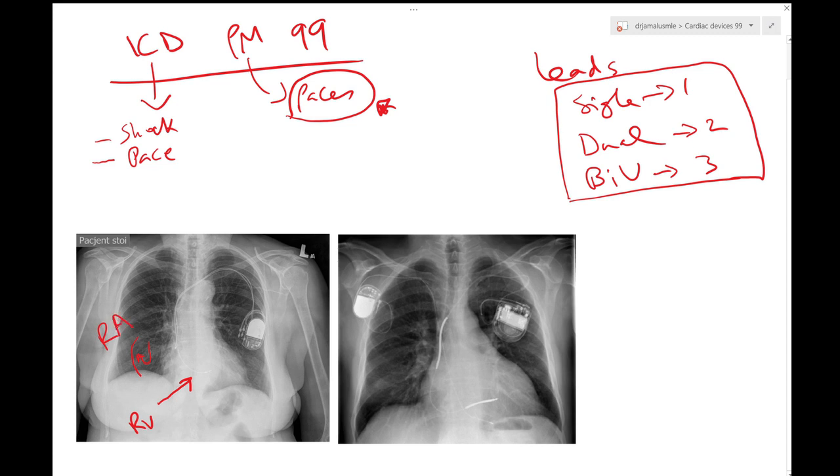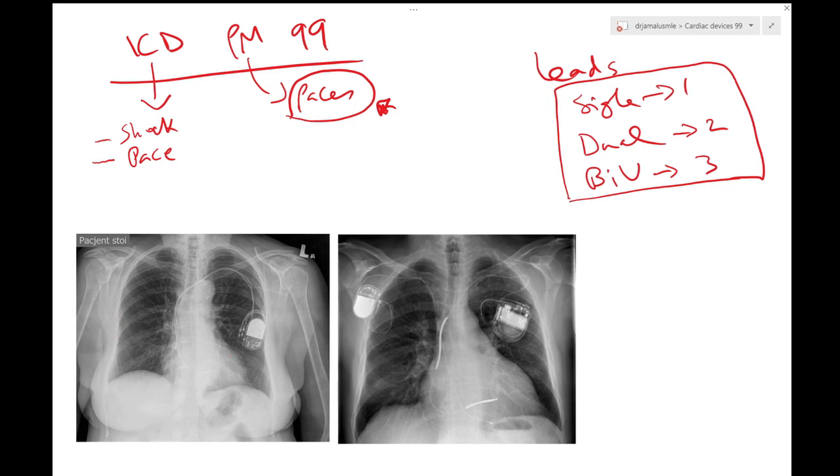For the bi-V, usually you'll see a lead going in through like this and just staying over there, and that's what we call the left ventricular lead. And you would only see it if a patient has a bi-V device.